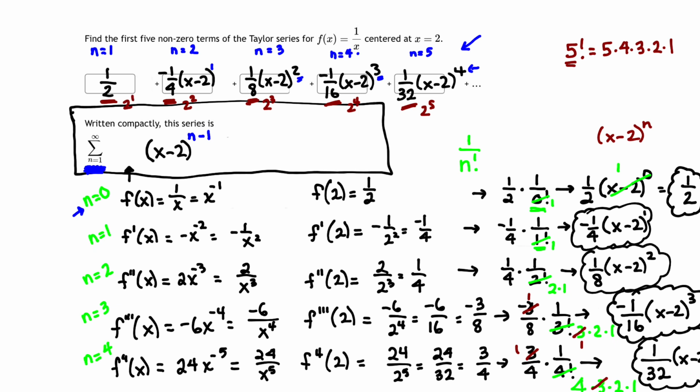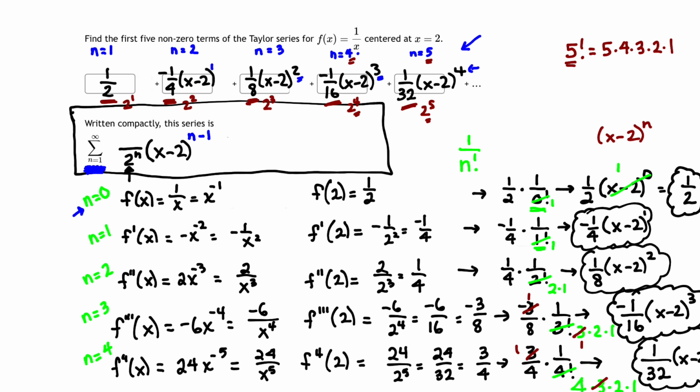You see a pattern? When n is 5, I have 2 to the 5th in the denominator. When n is 4, I have 2 to the 4th in the denominator. So it seems fitting that I have 2 to the nth depending on where I am along those terms in my Taylor series.